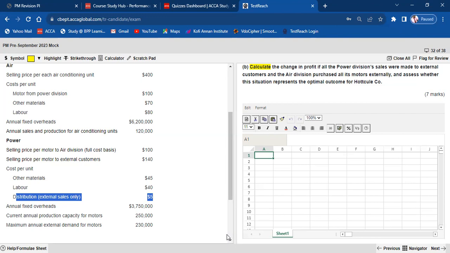But when we are distributing, you don't distribute what you have not sold. I mean, did I say it right? You don't incur distribution costs on what you have not sold. So you are going to say only the 230,000 sold will incur the extra 5. So you're going to do 250,000 times 45 plus 40.